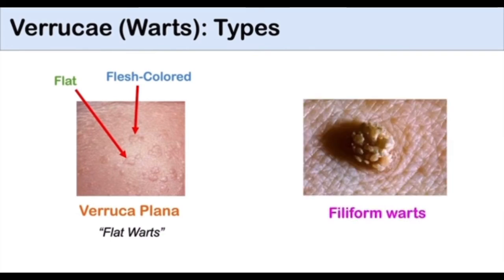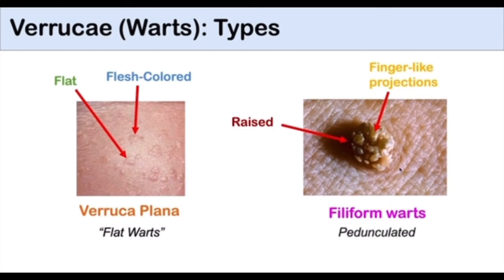Another type of wart are the filiform warts. And the filiform warts have a couple of different key characteristics. Generally, they're very raised, and they have finger-like projections. So if you were to take a close look at this wart, you'd see all these little finger-like projections, what we call pedunculated. So this is how you will make the diagnosis. By seeing a wart like this with finger-like projections, it is a filiform.